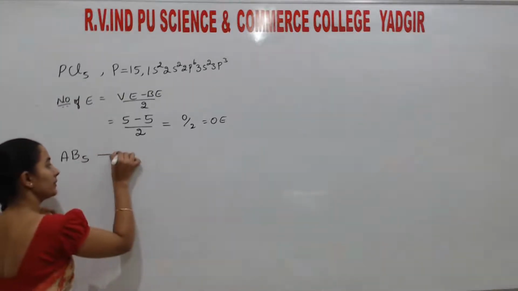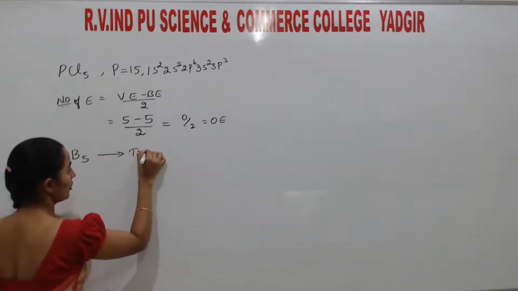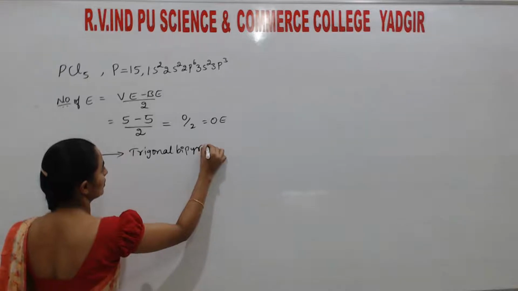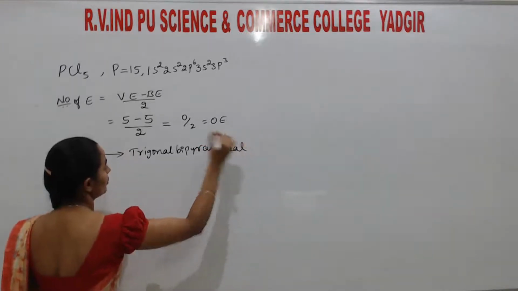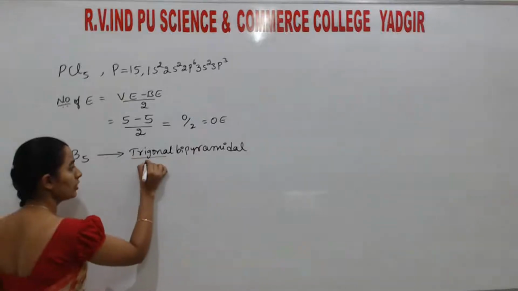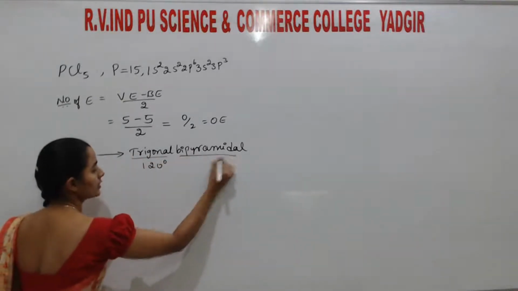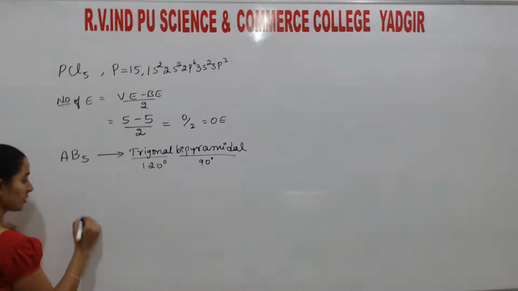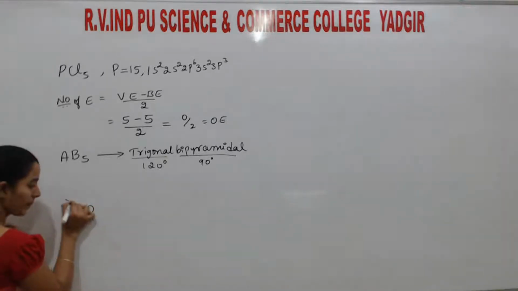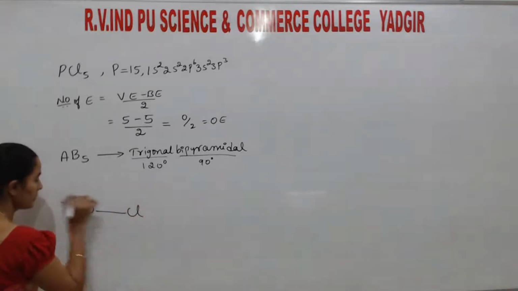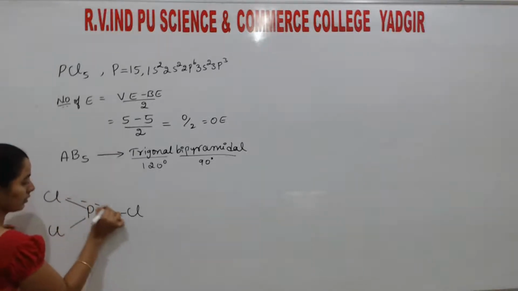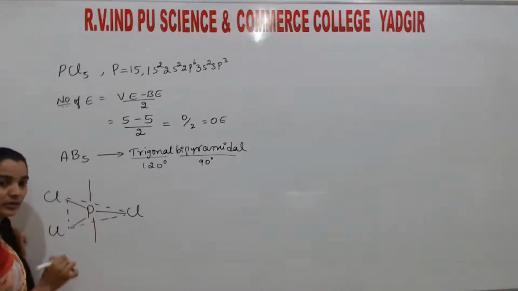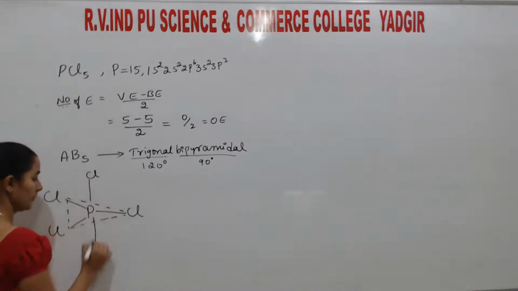Then what happens here? This is a trigonal bipyramidal structure. The standard structure is trigonal bipyramidal. In the trigonal plane, the bond angle is 120 degrees. In the bipyramidal position, the bond angle is 90 degrees. I'll represent the structure here. Phosphorus is like this. These are the atoms in the triangular plane, and these are the bipyramidal ones, that is Cl, Cl.